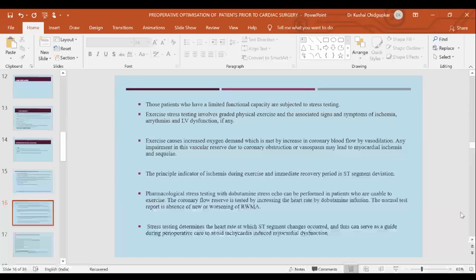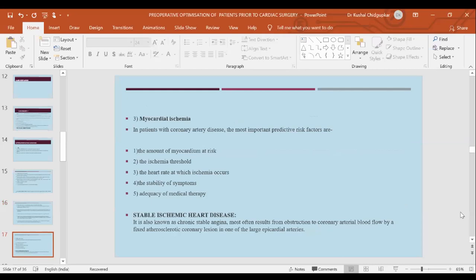Right. Go on. Yes, sir. The first point that we talked about was age. The second was the functional capacity. Now, the third is myocardial ischemia itself. So this patient has come for elective CABG. He's a case of myocardial ischemia.